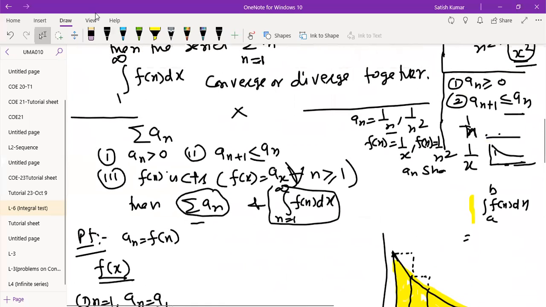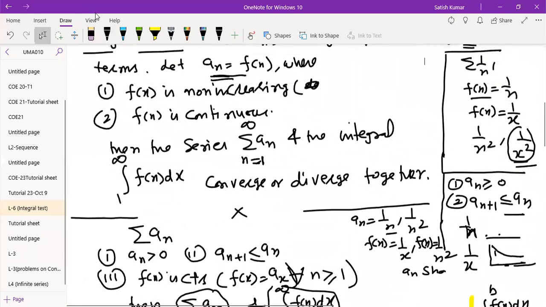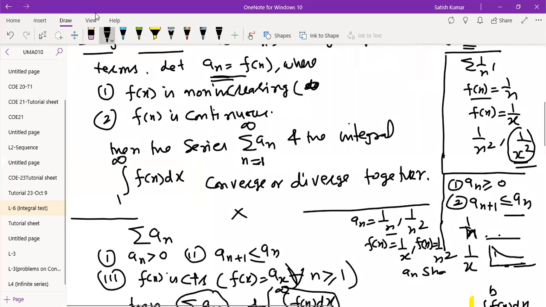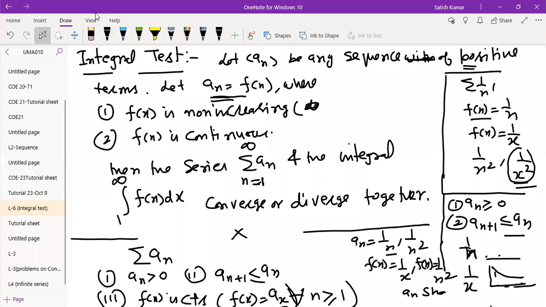So मैं 2 मिनट में एक बार explain करता हूँ, फिर then you can ask any question. So in series summation an, you can take an equal to 1 by n or 1 by n square. So I'm frequently using an or fx.